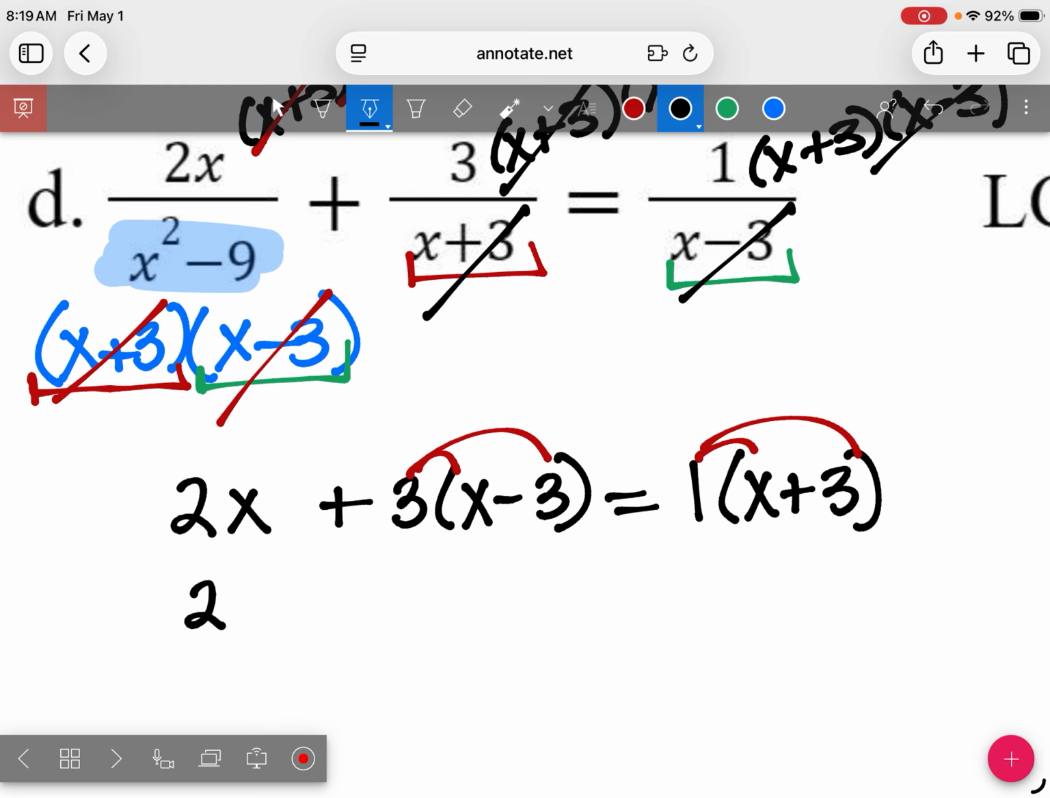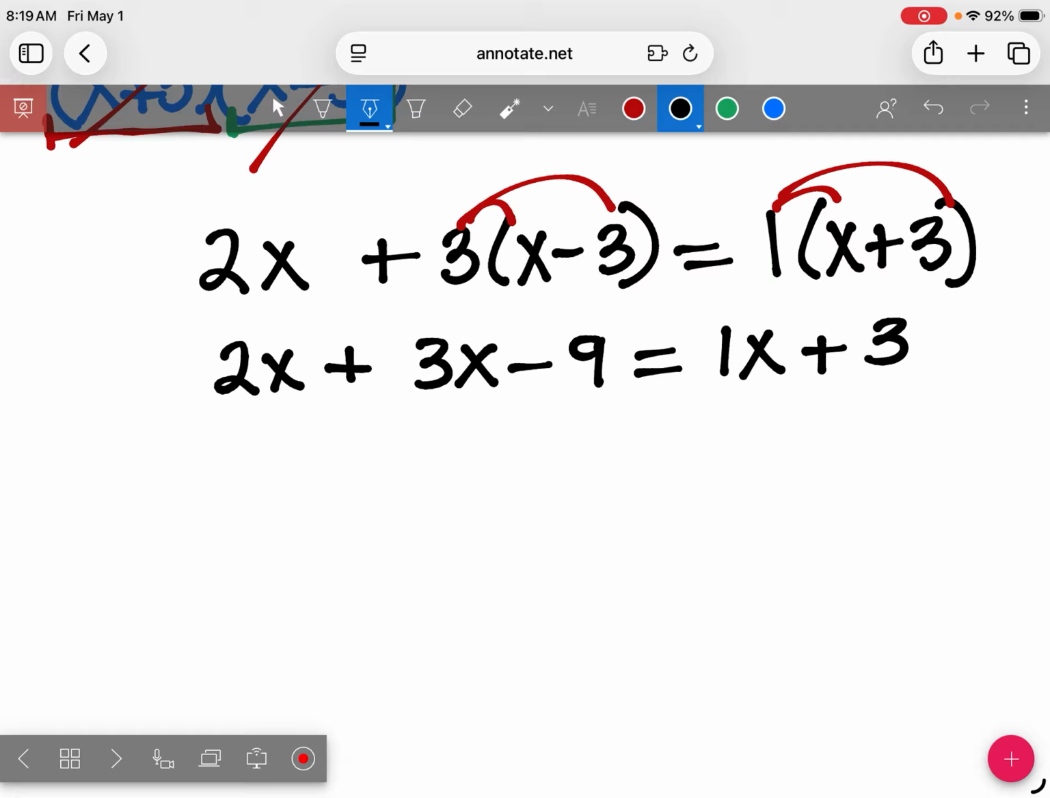So 2x plus 3 times x is 3x. 3 times negative 3 is negative 9. Equals 1 times x is 1x. 1 times 3 is 3.